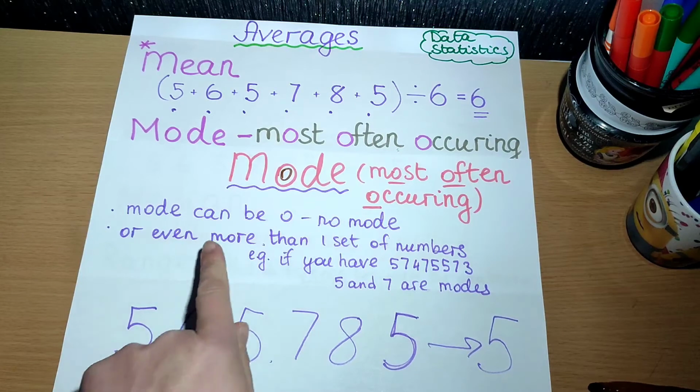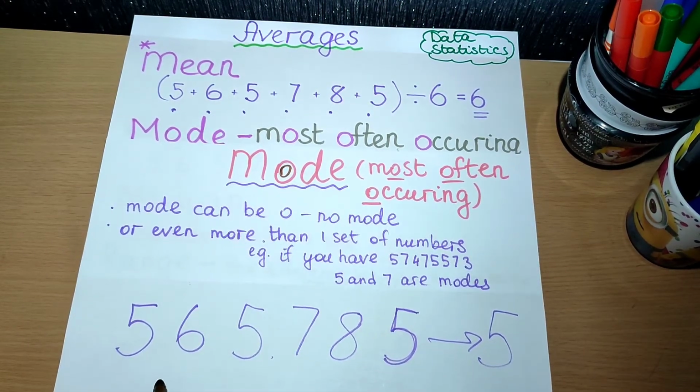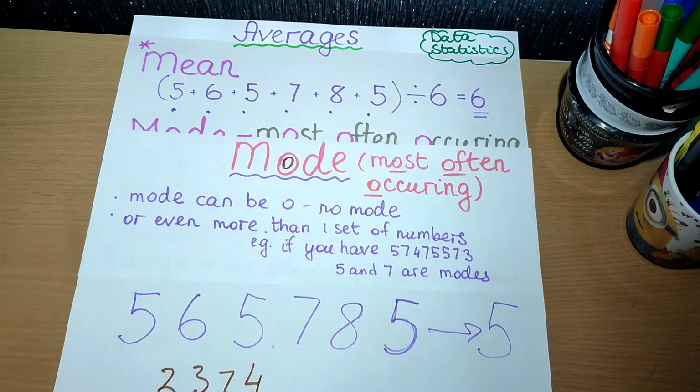Your mode can also be 0. For example, if you have numbers like 2, 3, 7, 4, what's the mode here?